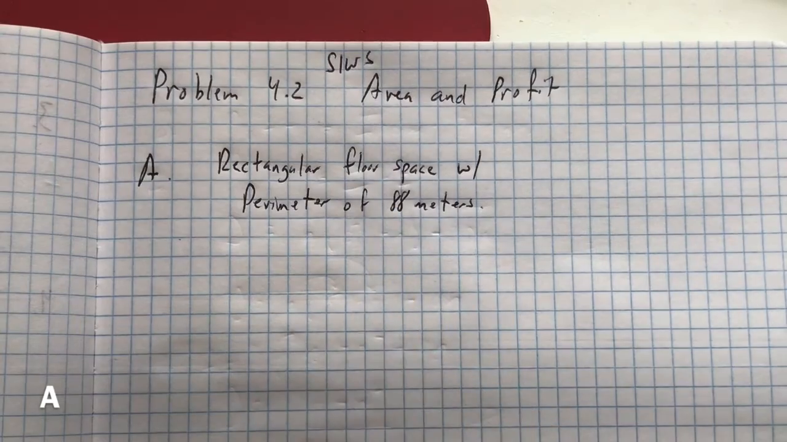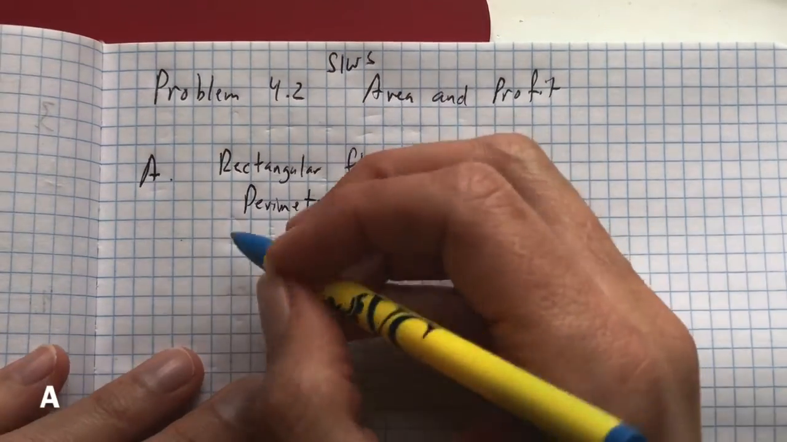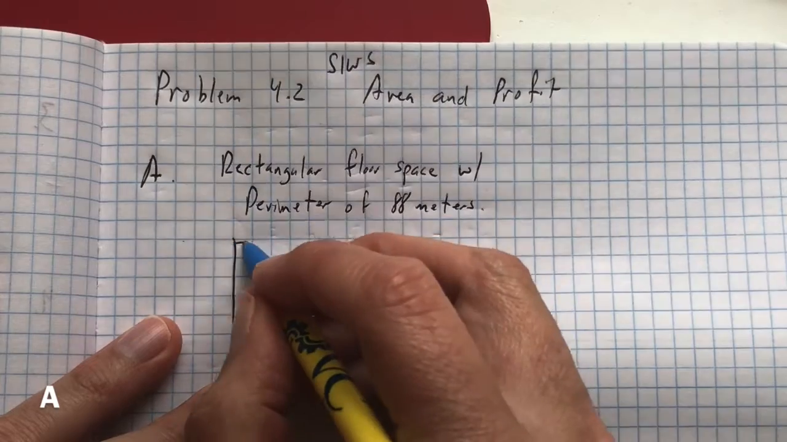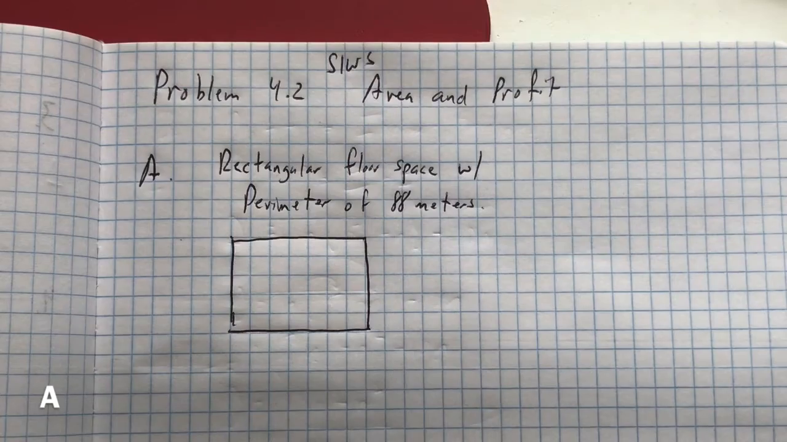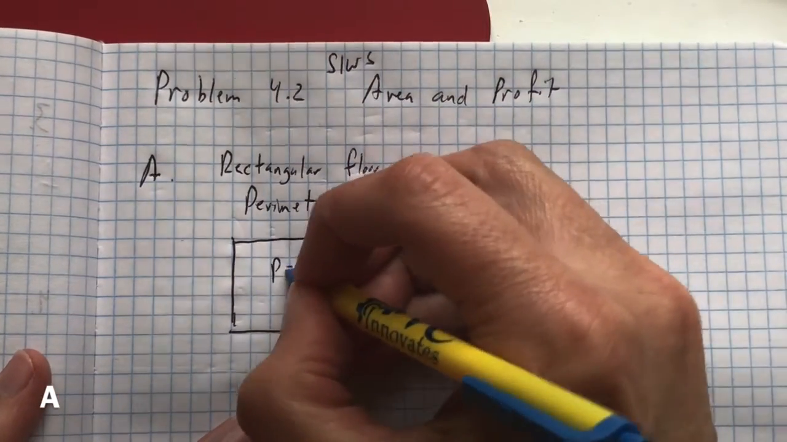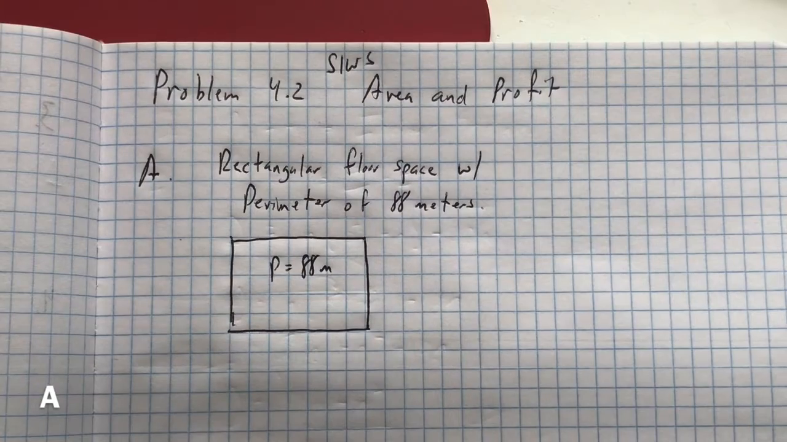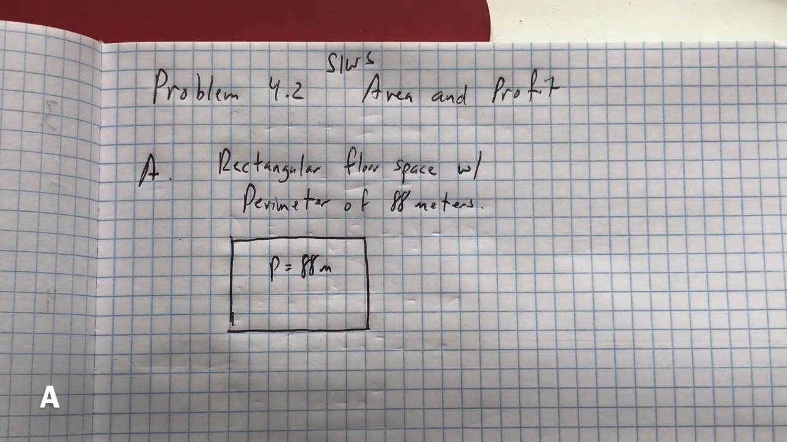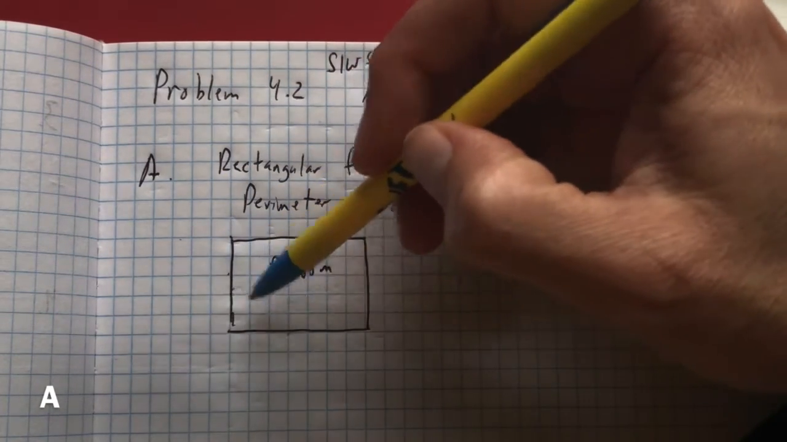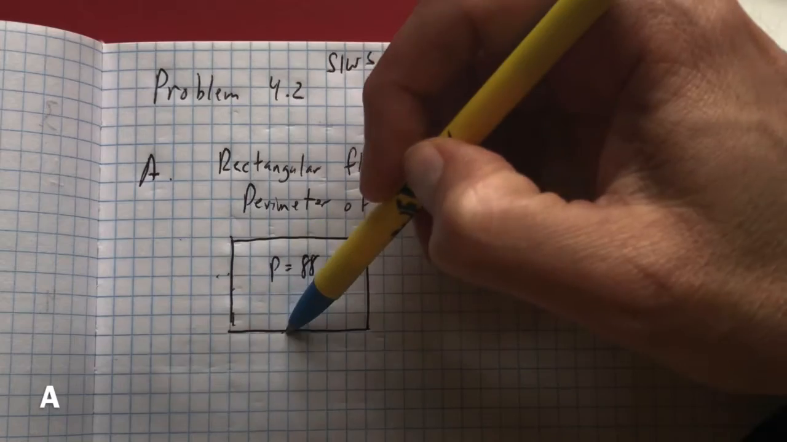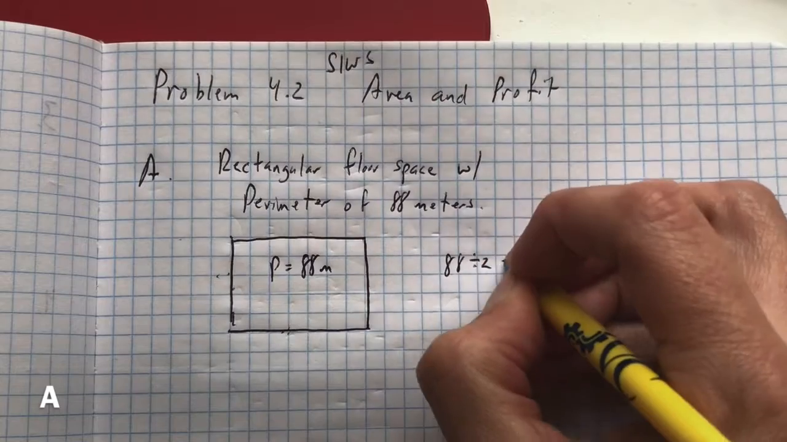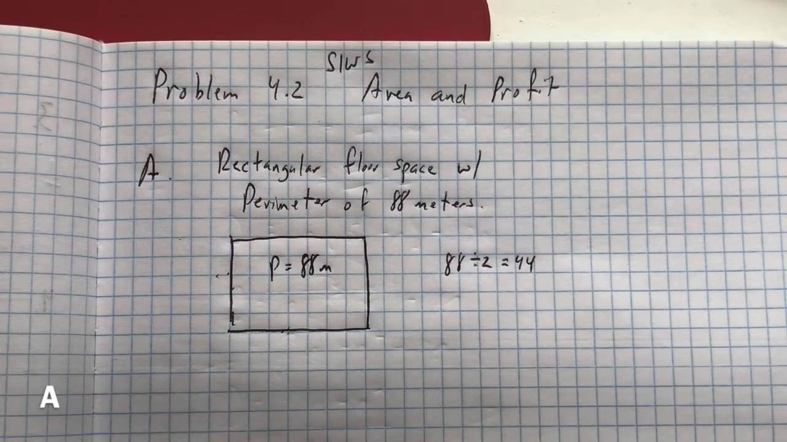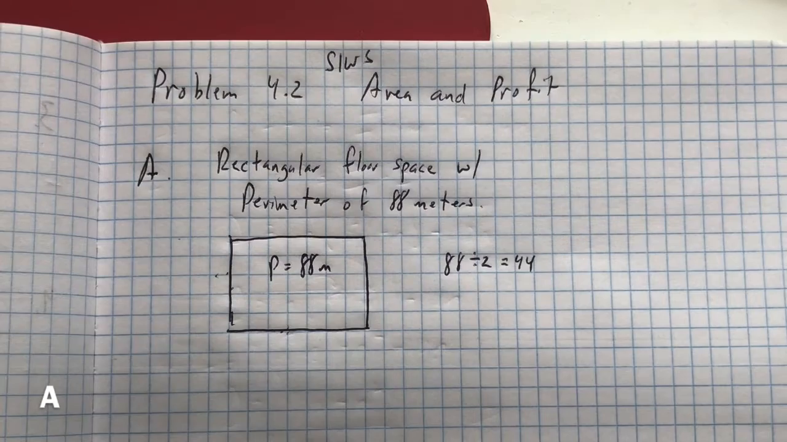In this case, we're dealing with a rectangular floor space with a perimeter of 88 meters. So before we go anywhere, let's think about that perimeter. If I have a rectangle with an overall perimeter equal to 88 meters, all 4 sides all the way around have to add up to 88. So what we need to remember is that the length and the width together equal half of that. 88 divided by 2 is 44. So these two pieces have to equal 44 meters.